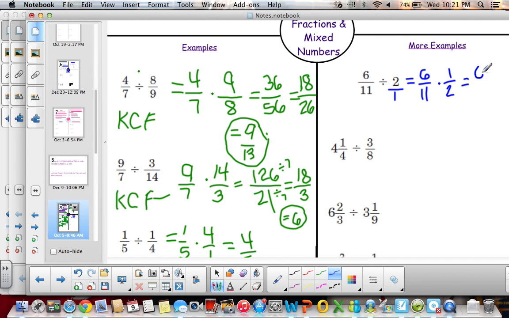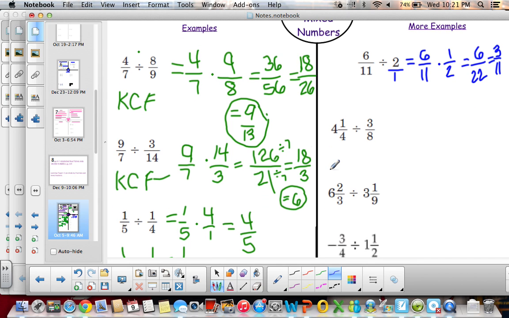Okay, 6 times 1 is 6. 11 times 2 is 22. 6 and 22 can both be divided by 2, so we have 3/11 would be our simplified answer.